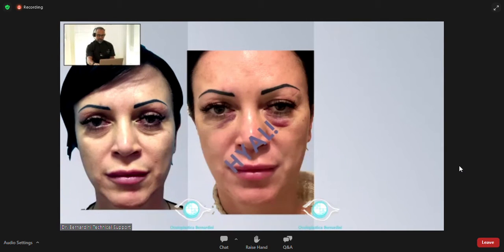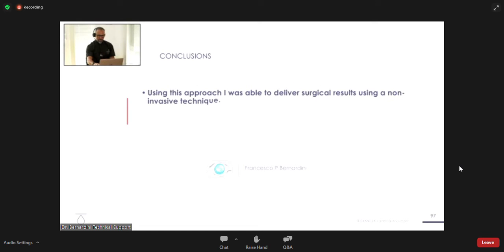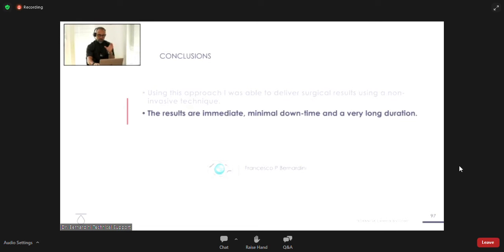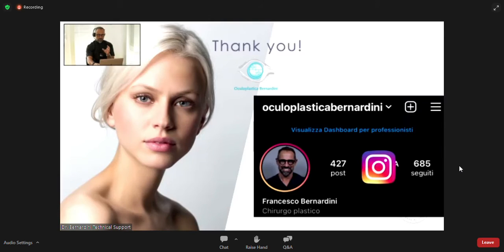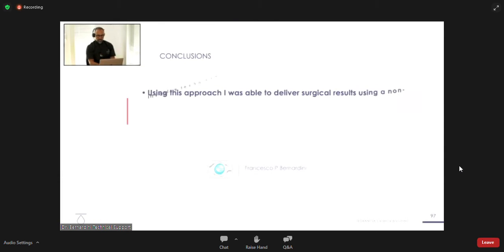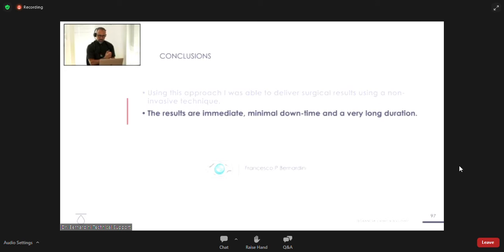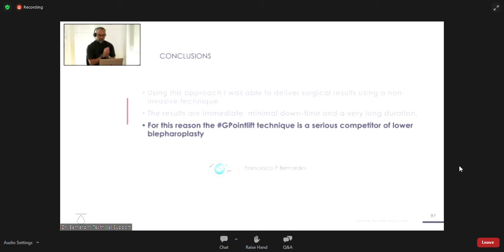Sorry, and this is my very last slide. Using this approach, I was able to deliver a surgical result using a non-invasive technique, meaning it's 20 minutes and they look like they had an operation. The results are immediate. There is minimal to no downtime and a very long duration. For me, the results last a year or longer. That's why the G-point lift technique for me is becoming a strong competitor of my surgical practice.